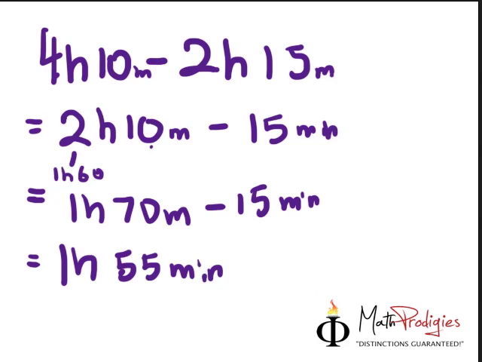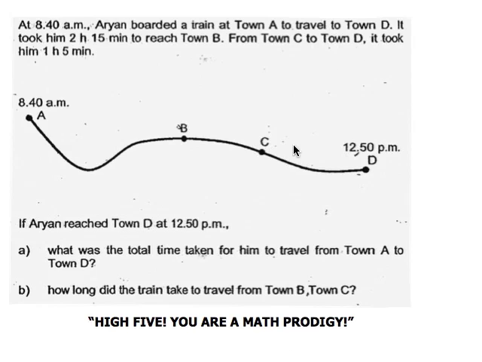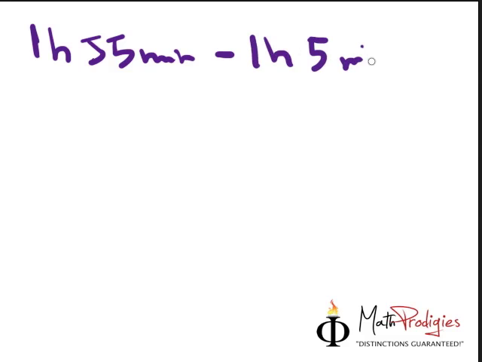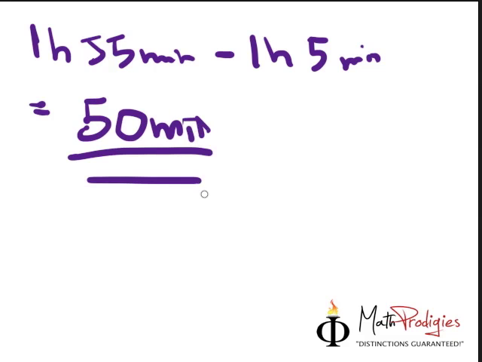And then of course you have to minus off the time taken from C to D, which is 1 hour and 5 minutes. So then the next part is to take 1 hour and 55 minutes minus 1 hour and 5 minutes. So like I said, hour minus hour becomes 1 minus 1 becomes 0, so no more hours. 55 minus 5 gives you 50 minutes. So the answer for part B is 50 minutes.